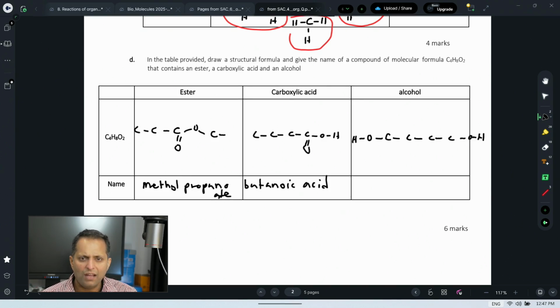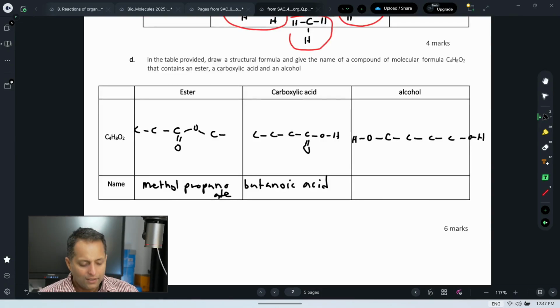So what do you need to do? Too many hydrogen. What can you do? Tell me. You can take away 2 hydrogen. Yes, you are right. You have to take away 2 hydrogen. How would you take away 2 hydrogen? You have to have a double bond. Where? I don't know, anywhere. Something like that. So this is interesting.